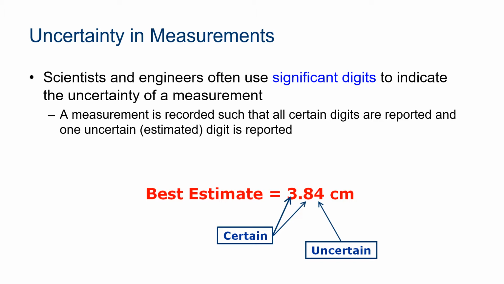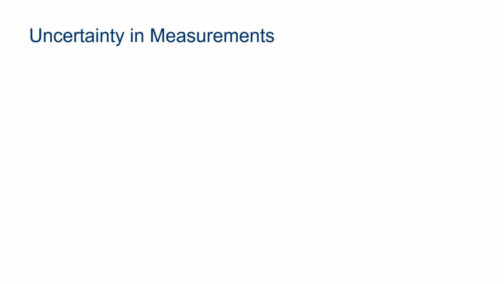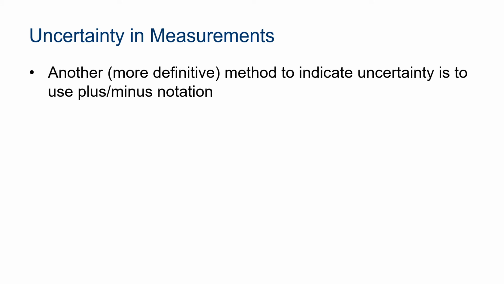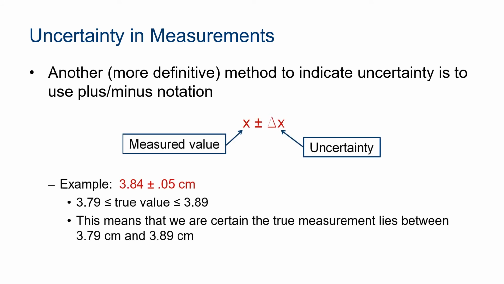And then using our dial calipers, we can also record these significant digits. So with certainty, we can measure to the tenths, hundredths, thousandths place, and we make that last significant digit an estimation based on where that needle is in that dial caliper. We often use the plus minus designation to indicate uncertainty of a value. In this case, if we are certain that our measurement falls within 0.05 centimeters of our reading, then we are certain the true value falls between 3.79 and 3.89 centimeters.